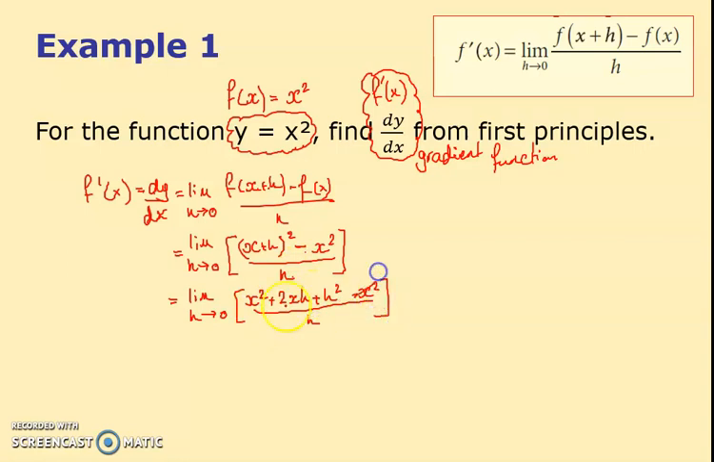Now, the good news is x squared taken away from x squared disappears. I'm going to write this up here before I lose all space. So x squared take away x squared. In fact, I think the answer is going to come up there. I'm going to carry on writing it here.